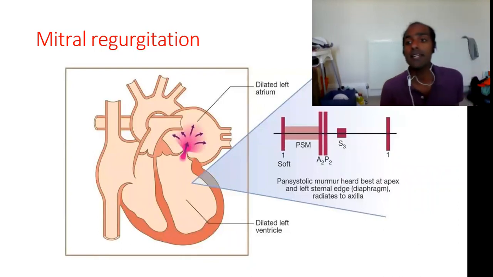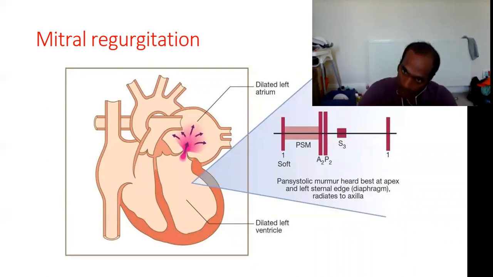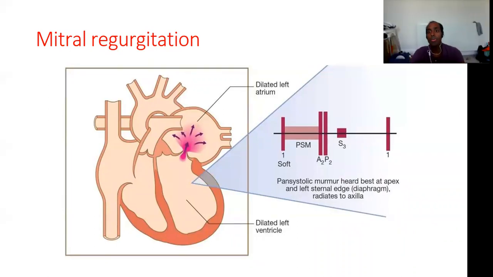Mitral regurgitation, very easy. The commonest murmur that you will listen to. It's a pansystolic murmur. Best heard at the apex, radiates to the axilla. In most cases it radiates to the axilla. In some cases, it may radiate to the left lower sternal edge also.